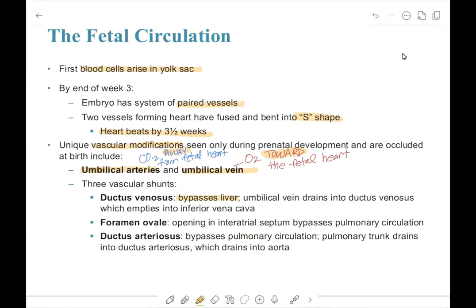Within the heart, we have two shunts. We have one called the foramen ovale, and that's an opening in their interatrial septum that bypasses pulmonary circulation. Also, the ductus arteriosus also bypasses pulmonary circulation, and the pulmonary trunk drains into the ductus arteriosus, which leads to the aorta. So it's sort of a bypass.